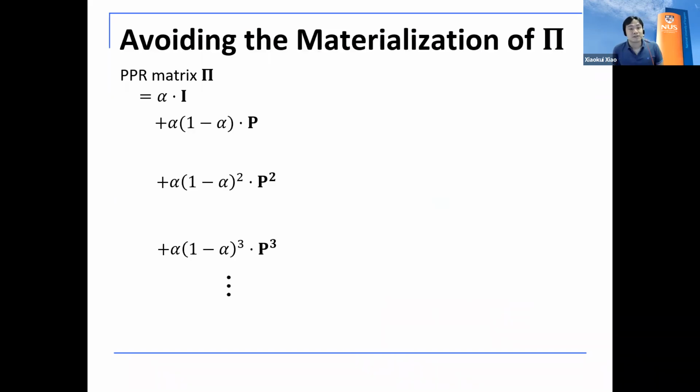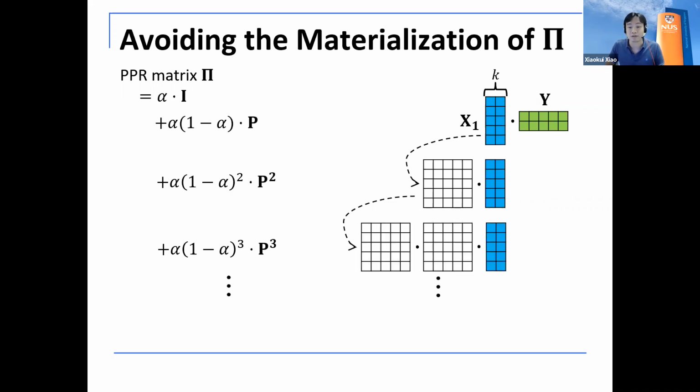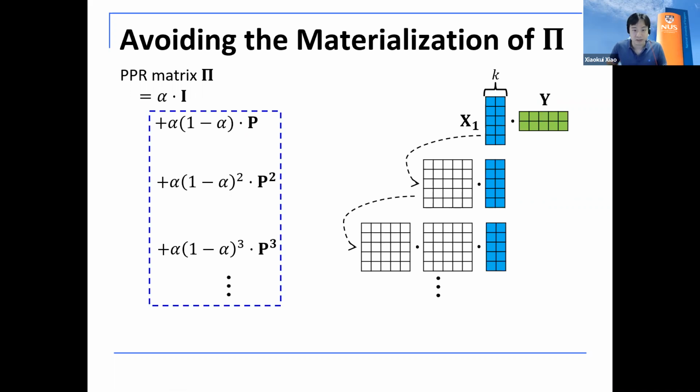In particular, previously we were saying that the personalized PageRank matrix can be expressed as a sum of alpha times the identity matrix and a geometric sequence of P. And we mentioned that this transition matrix P can be factorized into X1 times Y. Then we can multiply the matrix X1 here to implicitly obtain a factorization of the second power of P, and so on and so forth. Now let's consider the sum of this geometric sequence on the left-hand side.